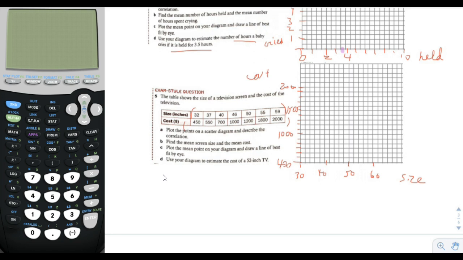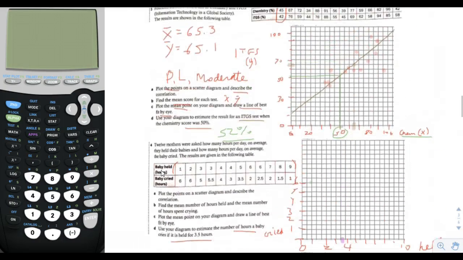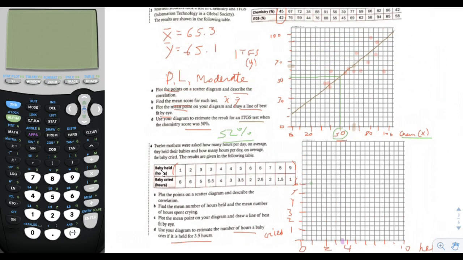And then we're going to plot the points and do everything else, and then we're going to use a diagram to calculate the cost of a 52-inch TV. So this would be like take 52, which is about there, and then we'll figure out how much that would cost. Okay? So again, use your calculator, find X bar and Y bar, draw the line, and then do what we did here, where you find the point on the x-axis, you draw up to the line, then you go over to the left to the y-axis. Okay? That's it for page 3.